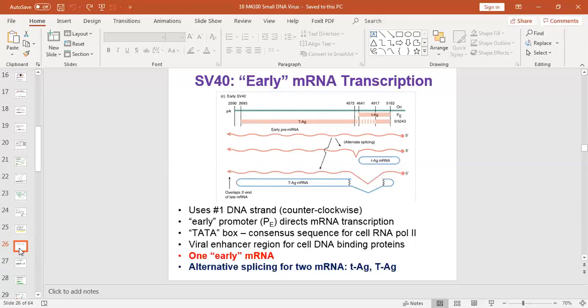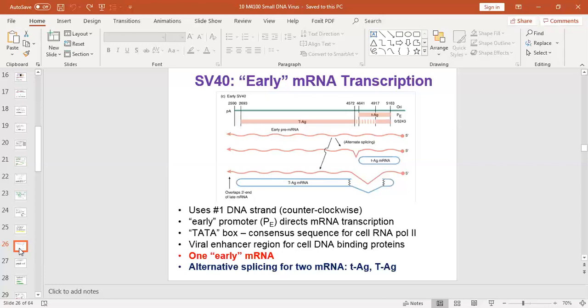The DNA contains a consensus sequence called the TATA box, where host cell RNA polymerase II will sit, and the viral enhancer region is where host cell DNA binding proteins will bind. Activators or transcription factors are examples of host cell DNA binding proteins. The result is the production of one early messenger RNA.